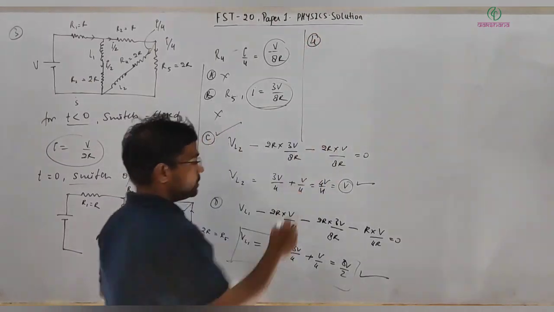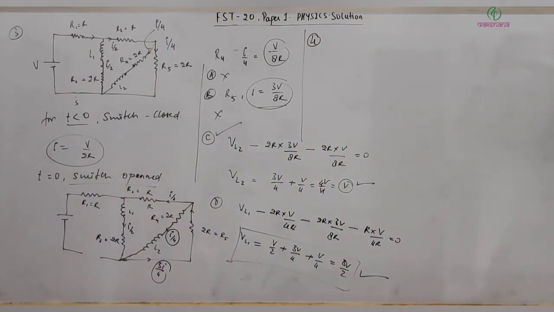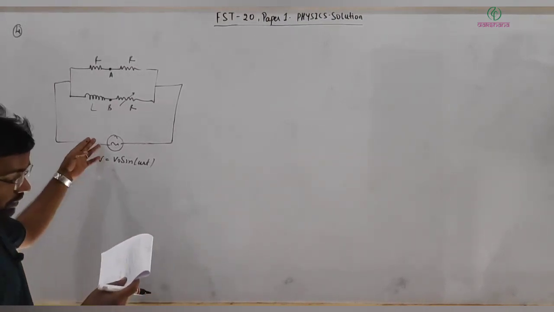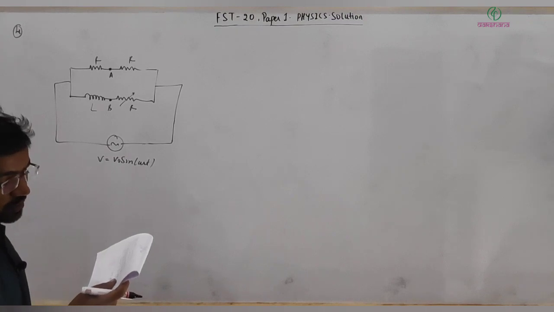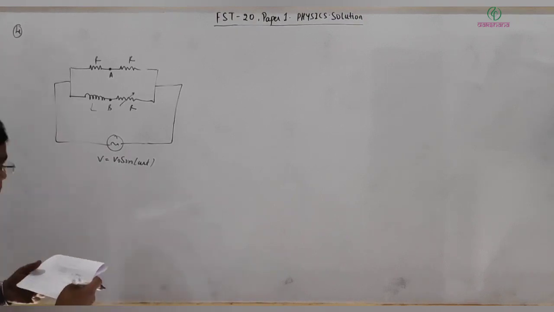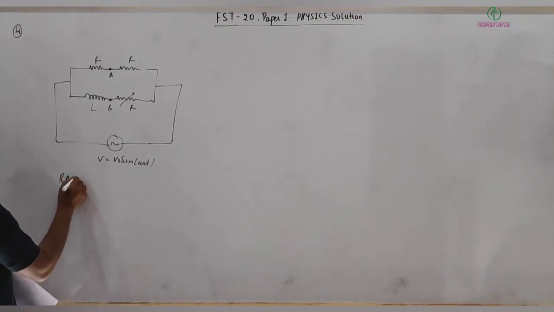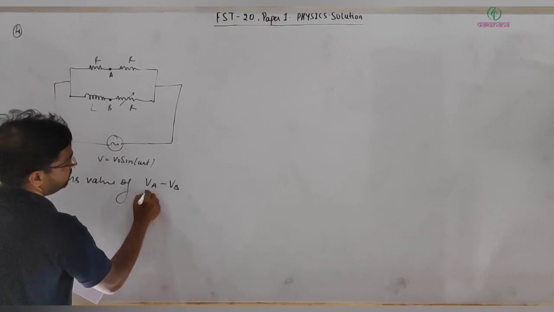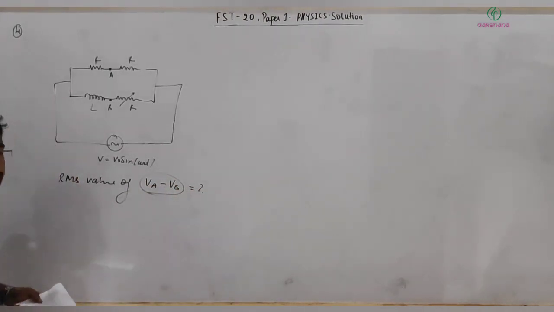So let me also draw its diagram and all that. Okay, so here see the next problem number 4. Consider the AC circuit shown in the figure and choose the correct options regarding the RMS value of the potential difference between A and B. So it's asking about the RMS value of VA minus VB.